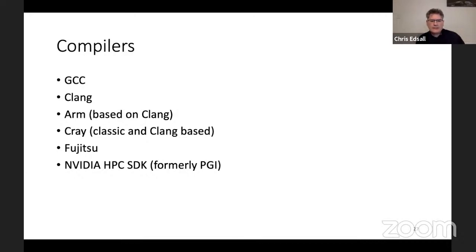Fujitsu have a compiler, as we mentioned before, that targets the A64FX chip that they make. And NVIDIA, a while ago, bought the Portland Group, who made the Portland Group compiler, the PGI compiler. And they've rebranded that this year and made it free as in beer download. It's named the NVIDIA HPC SDK. That one's quite useful because it supports x86-64, and Power, and ARM.